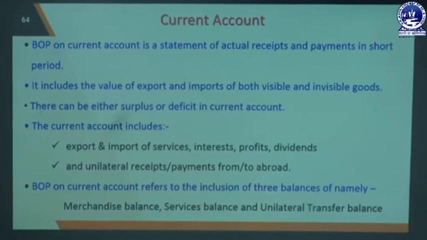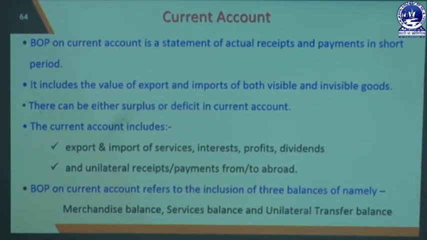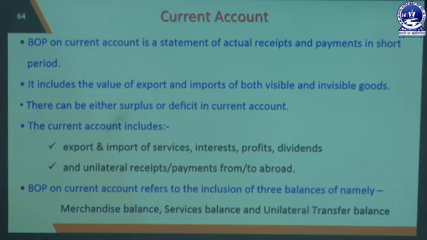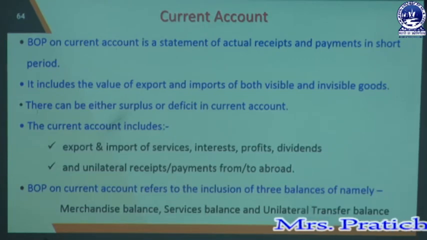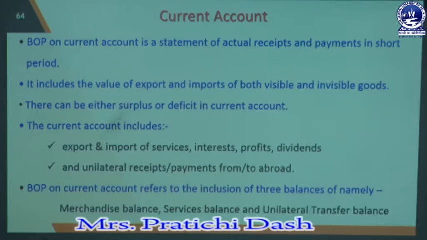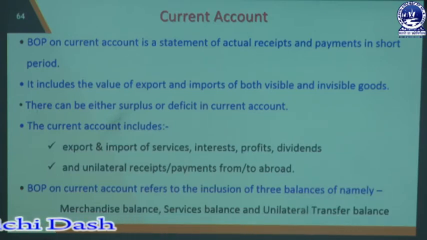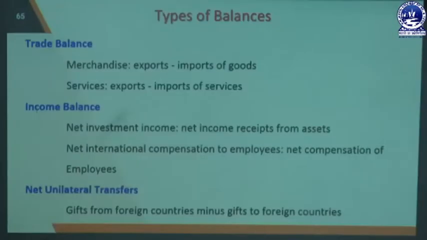So the current account includes the export and import of services, interest, profits and dividends, and unilateral receipts and payments from or to abroad. The balance of payment on current account refers to the inclusion of three balances, namely the mercantile balance, services balance and unilateral transfer balance. Mercantile balances cover all goods or visible items, services balances cover all invisible items, and unilateral transfer balances are recorded in the current account transactions.